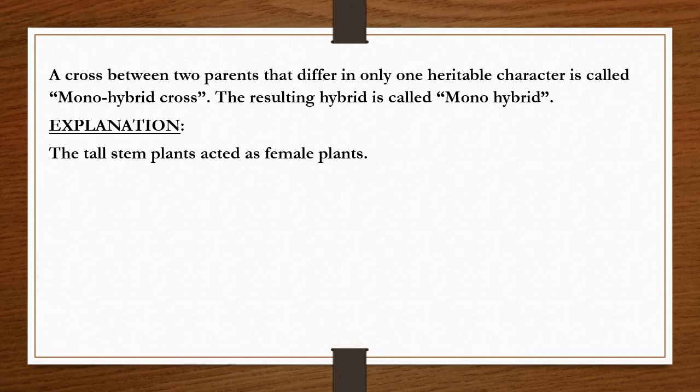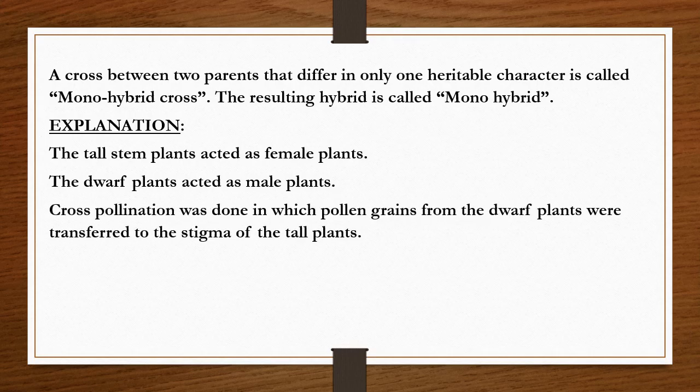The tall stem plants acted as female plants. The dwarf plants acted as male plants. Cross-pollination was done in which pollen grains from the dwarf plants, the males, were transferred to the stigma of the tall plants. Tall plants are the females.